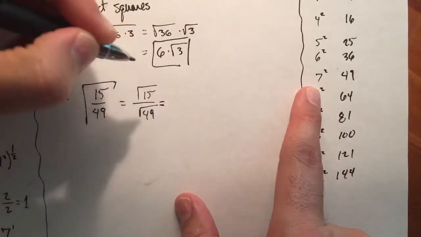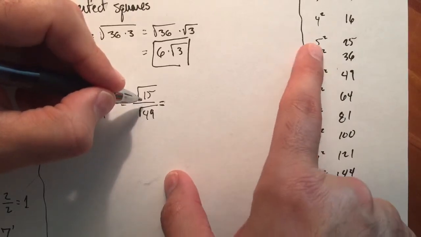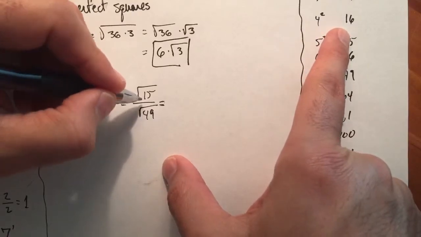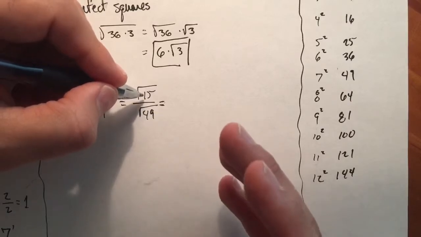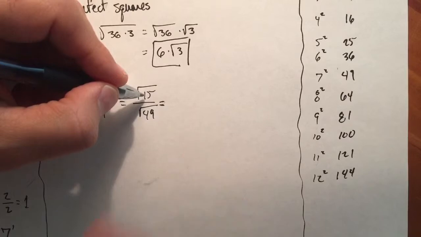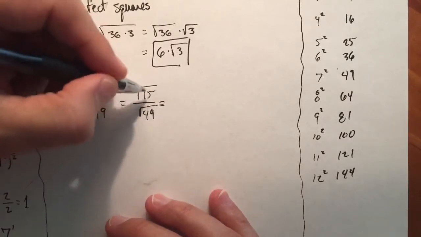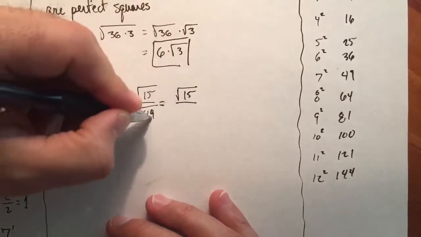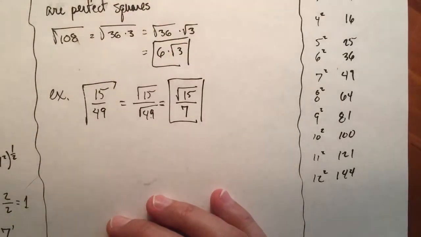Now are there any perfect squares that I can take out of 15? Well, it's not 5 because that's 25. 4 squared is 16. That's too much. 3 squared is 9. That's not enough. The only factors of 15 are 1 and 15, and 3 and 5, and those aren't perfect squares. So I can't do anything to this. I cannot simplify this. So this is going to be the square root of 15 over the square root of 49, which is 7. And this is going to be my final answer.